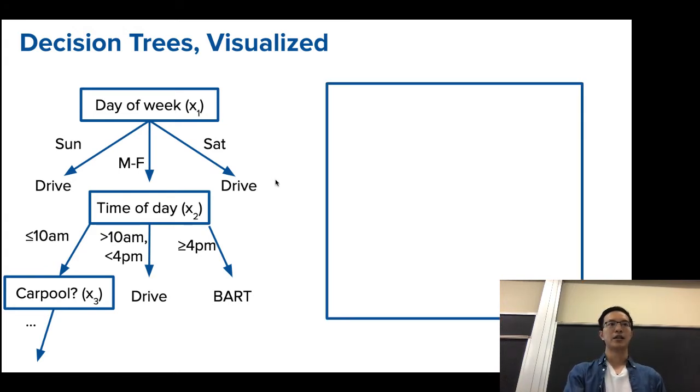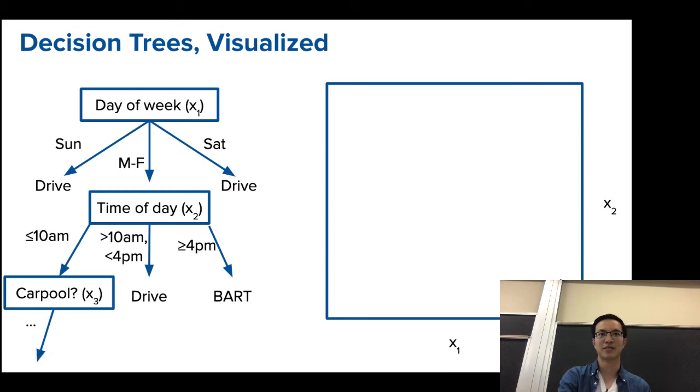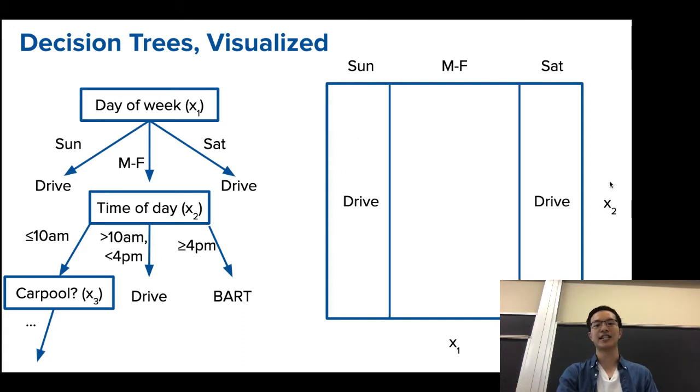Okay. So another way of looking at a decision tree is that it cuts up our feature space into rectangular segments. What do I mean by that? Let's say that I have x1 on the x-axis and x2 on the y-axis here of this box. If I ask for a day of the week, I might say, okay, on Sunday, Monday through Friday, and Saturday, I'm going to do different things. So on Sunday and Saturday, I'll drive. But Monday through Friday, I need to check x2.